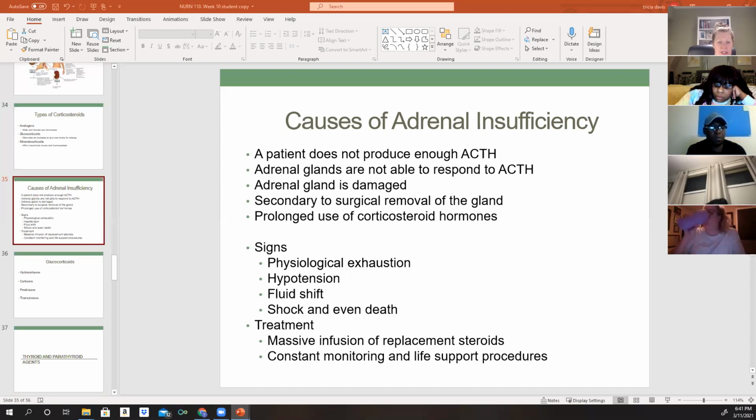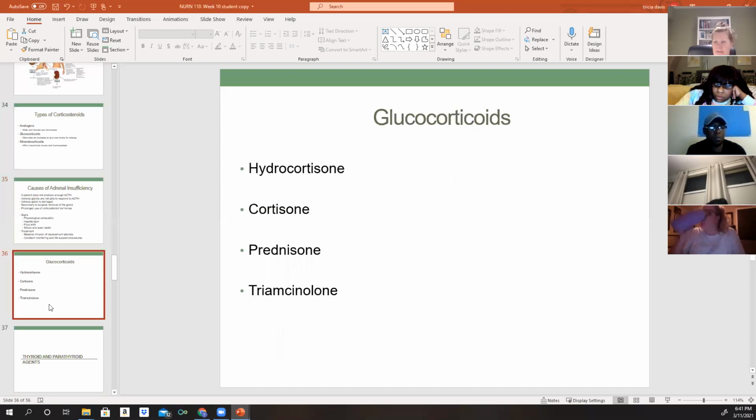So what kind of signs? We already said the signs. Yep, and the treatment. All right.